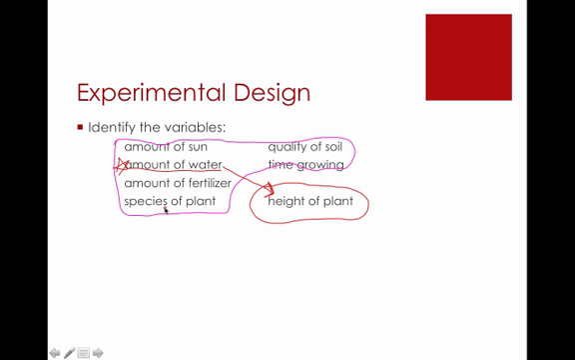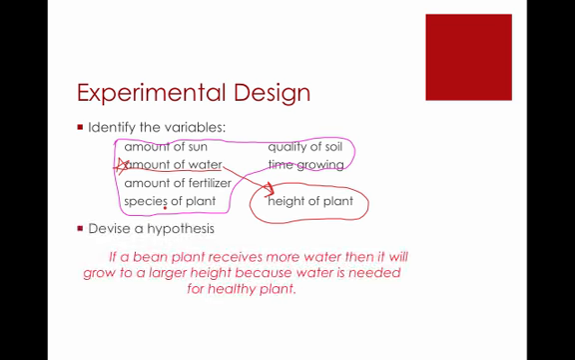So from this, once you've identified your variables, we can come up with a hypothesis. And that hypothesis is going to look a little something like this. If a bean plant receives more water, then it will grow to a larger height because water is needed for a healthy plant. There are lots of different ways to structure a hypothesis statement, but notice I use the if, then, and because format. I think this is a very simple way to structure things, and it reminds you of the things that you need to do.